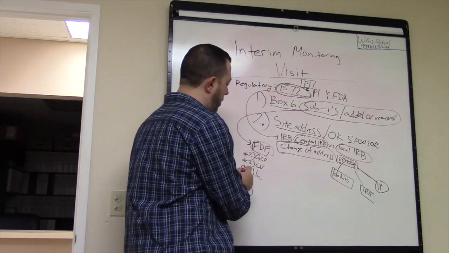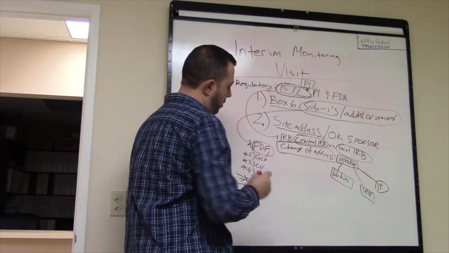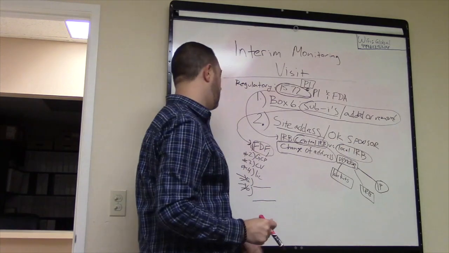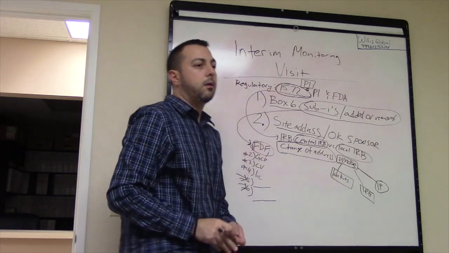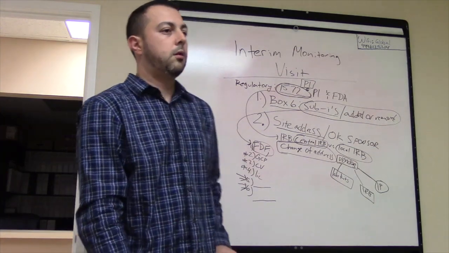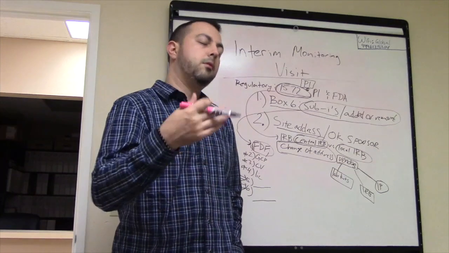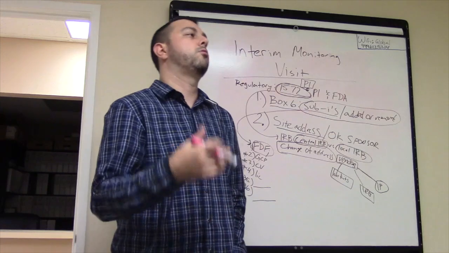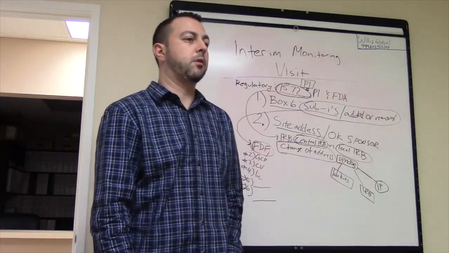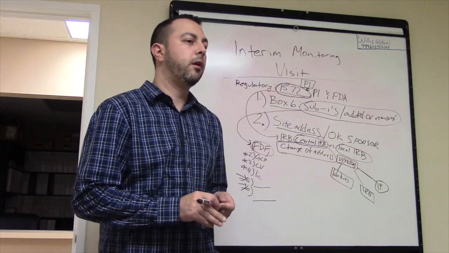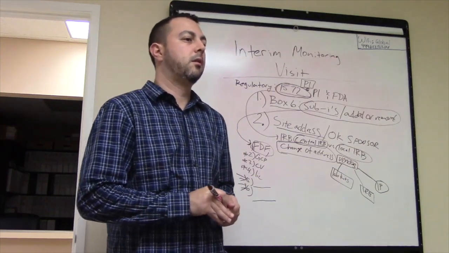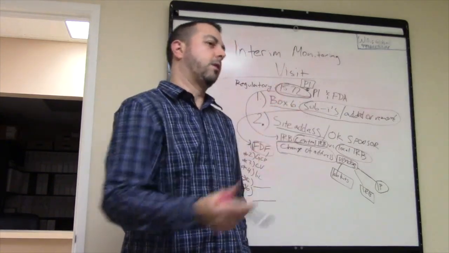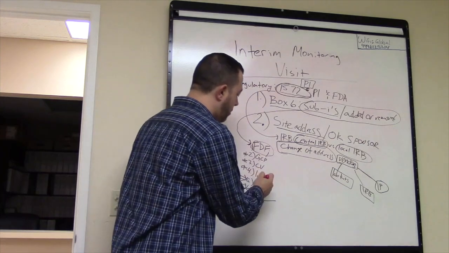But these two are utterly important. Well, I guess they need to be familiar with the IP and the protocol. How do we know that they're familiar with it? How do we have proof? Yes, it is training. Training log, okay? You saw one in the reg binder, right?